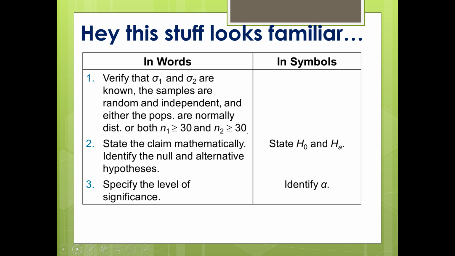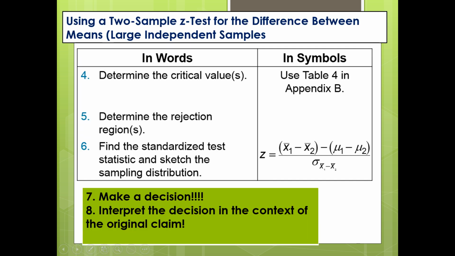This is the same stuff that we've been looking at. It looks very familiar. Again, we're going to verify that all our conditions are met. So we have sigma from both of our populations. We have independent samples. We have either normally distributed situations or large sample size. So again, we're going to state our null and alternate. We're going to figure out our alpha. We're going to use either your critical value or p-value, depending on what you're doing. You're going to determine whether you're going to reject or fail to reject.